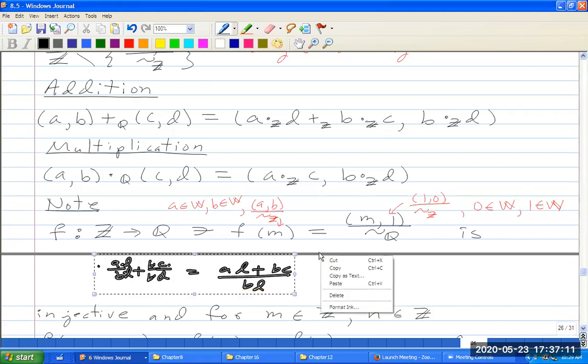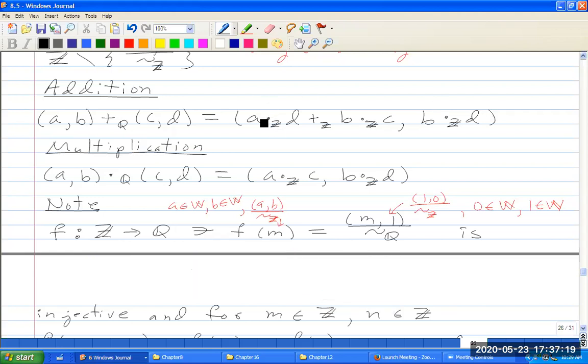Notice that A, B, C, and D are all integers. So multiplication and addition in integers are all defined. How do I multiply? Well, multiplication's easy. You multiply numerators and denominators. So A over B times C over D is AC over B times D.